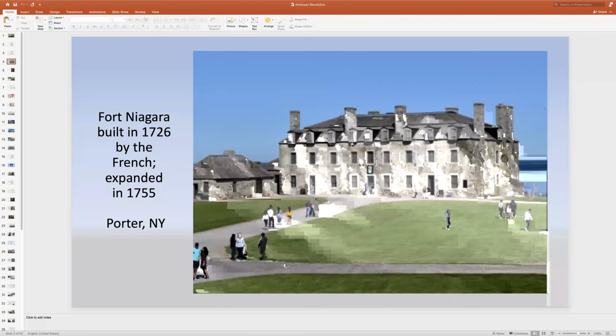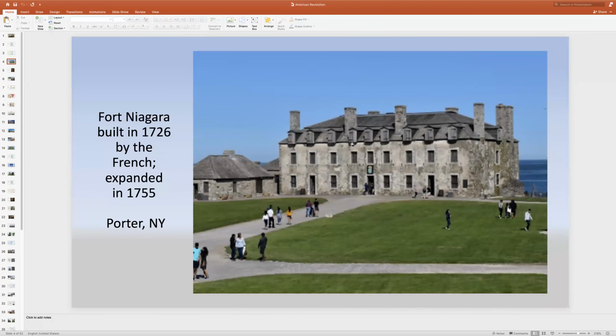So the next slide, I wanted to show you, just to backtrack for a minute. This is Fort Niagara, which was built in 1726. In '53 and '54, as the conflict between the French and the British started to escalate a little bit, they remodeled it and expanded it to what you see here. Basically, this is the fort today as it was back in 1755, right where the Niagara River meets Lake Ontario, which you can see in the background.